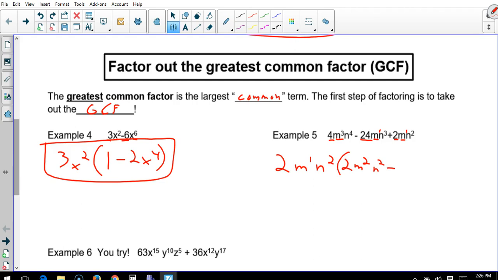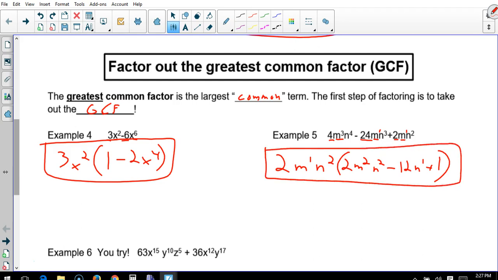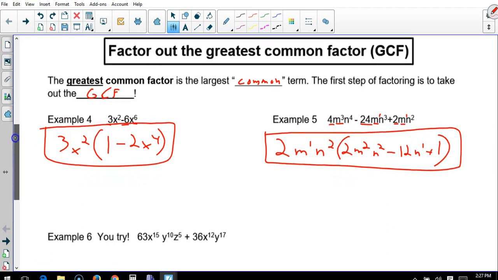Minus 24 divided by 2 is 12. The m1s cancel. n3 minus n2 is n or n to the 1. Plus, you can put the 1 or you don't have to. 2 divided by 2. The m's cancel and the n's cancel. So actually, in this case, I'm sorry, you do have to put the 1. If any of the variables were left, you wouldn't need to, but since there's no variables, you need the 1 as a placeholder and a real value. And again, you could distribute this through and double check it.